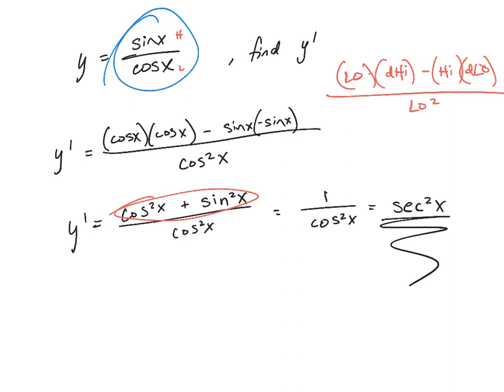So you probably already knew that the derivative of tangent was secant squared x, but we kind of just proved it. Yay!